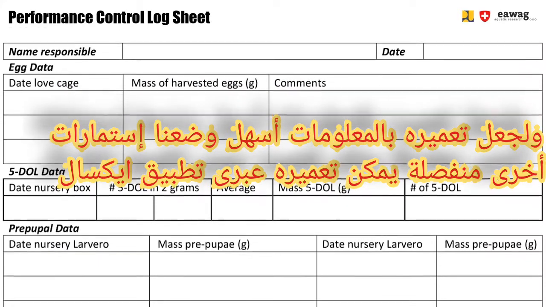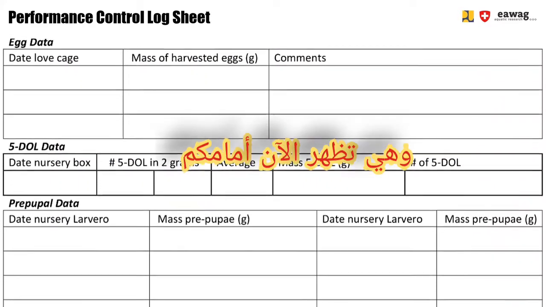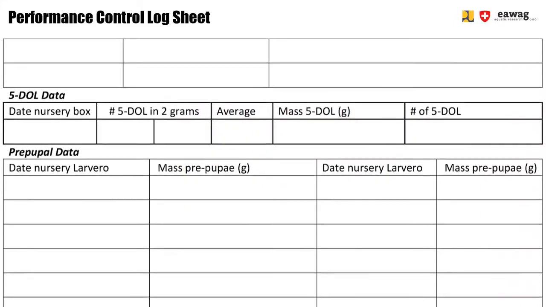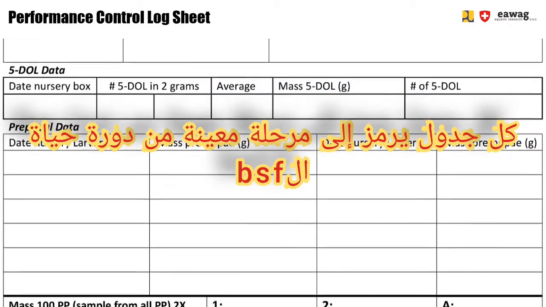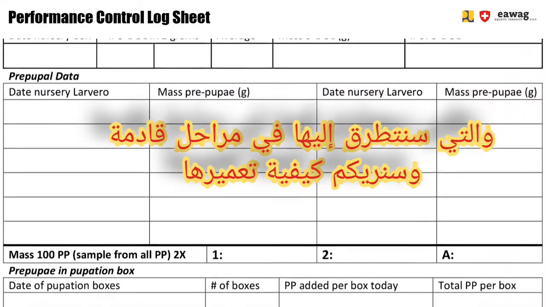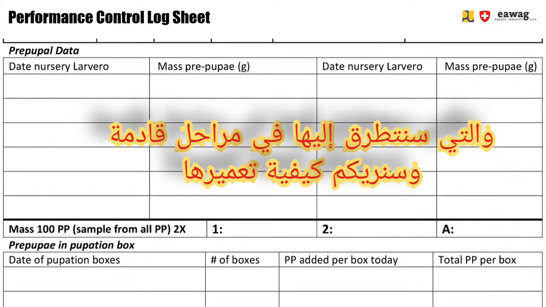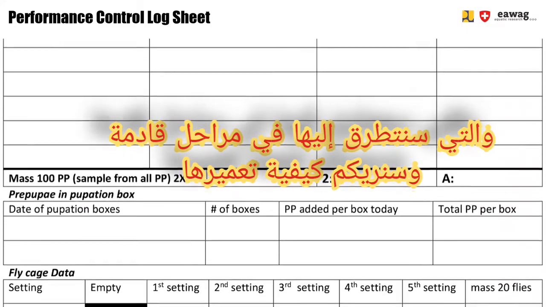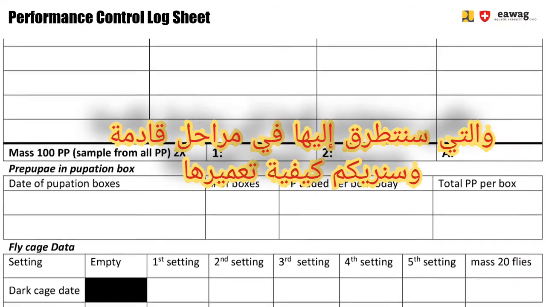You will see this sheet. You're seeing the sheet now in front of you, where you can fill in this data from the operation. The tables in the sheet each refer to a certain stage of the BSF, which will be covered in the following modules. In each of those modules, we'll be giving you some examples on how to fill in the specific table that is presented then in the sheet.